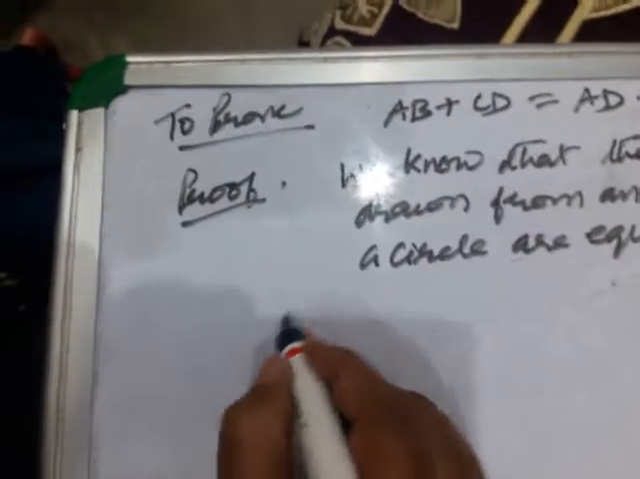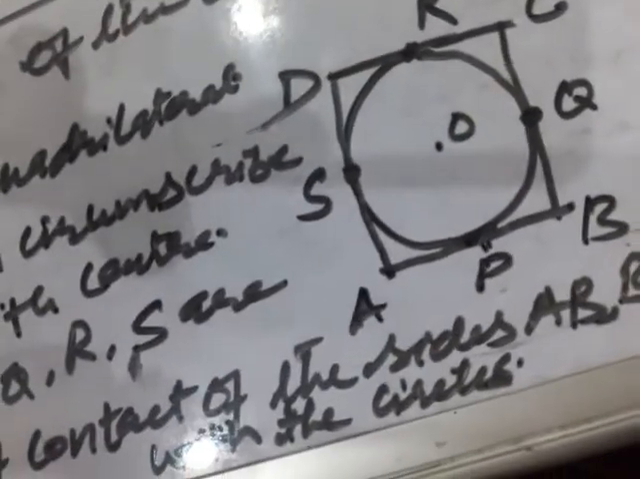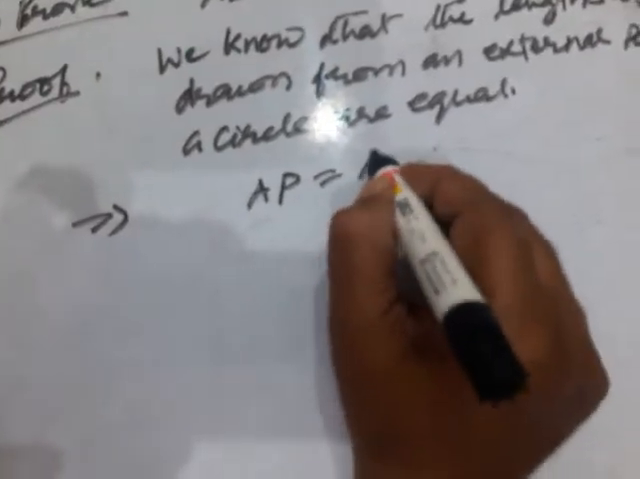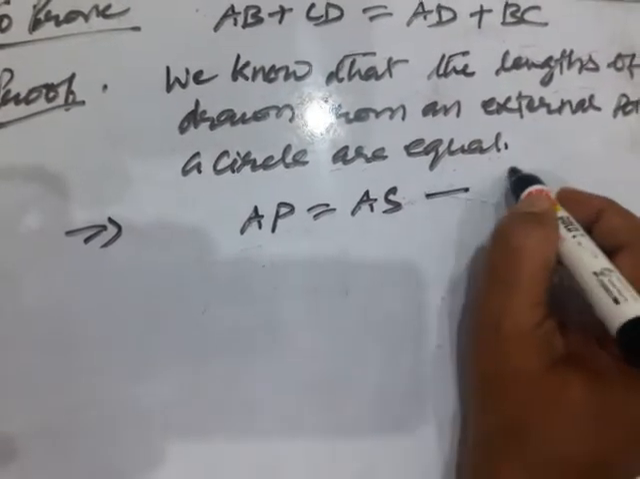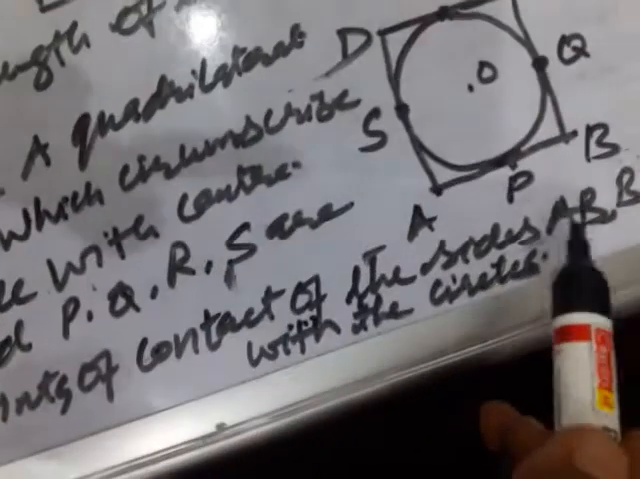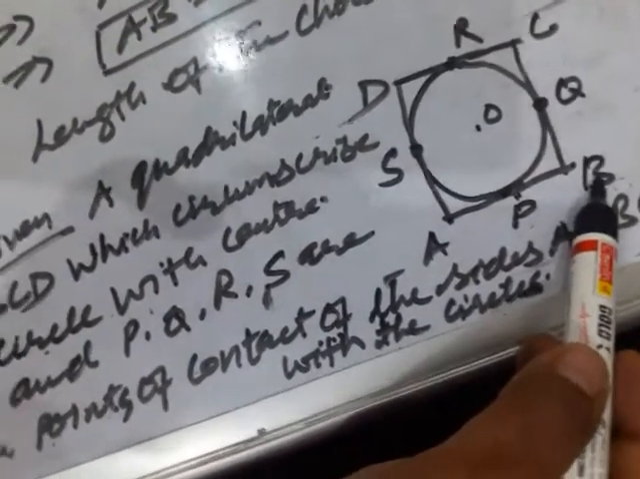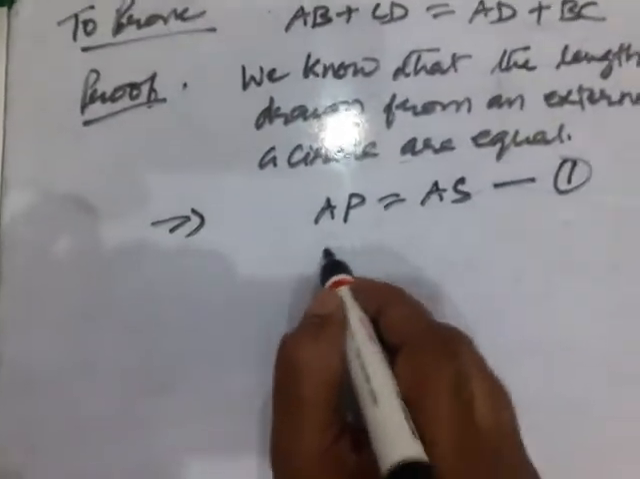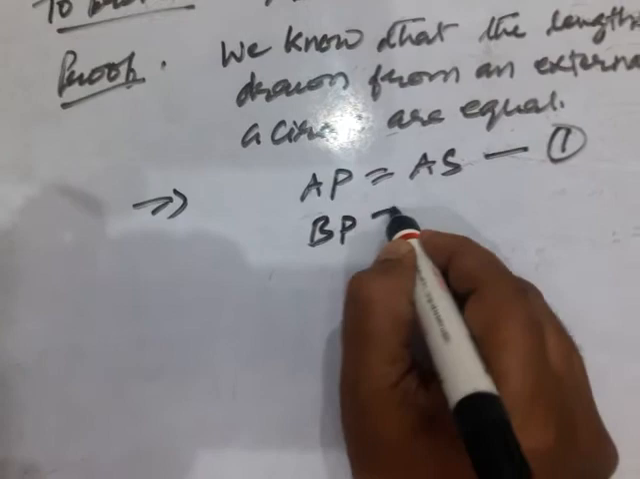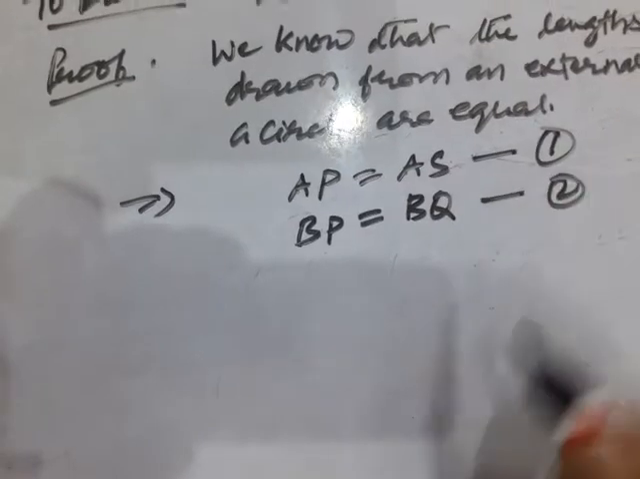Let us see. Now this implies that AP equals AS. Why? Because the lengths of tangents drawn from an external point of a circle are equal. Let it be equation number 1. Again, B is an external point, and BP and BQ are two tangents whose lengths will be equal. This implies that BP equals BQ, that is equation number 2.